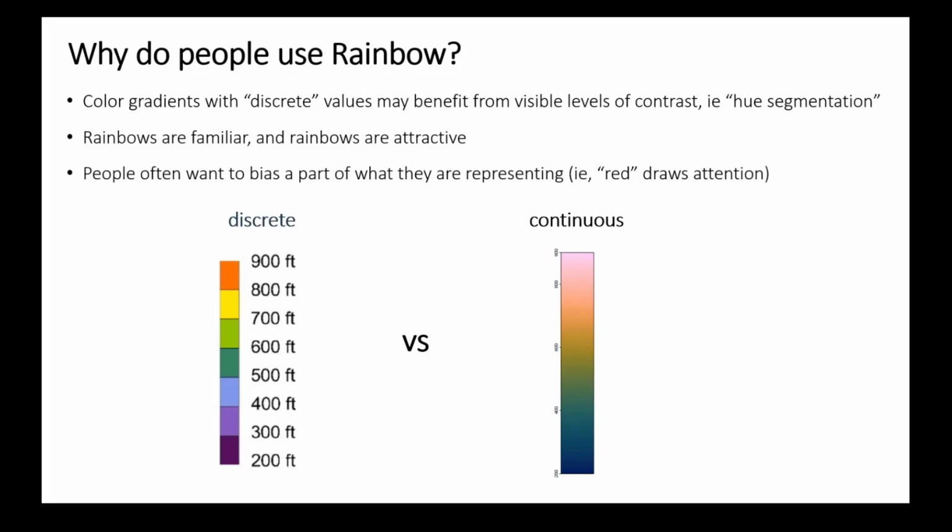Another reason why you might see people use rainbow color bars is that they may want to bias a part of what they're representing. There are certain colors on the rainbow color scheme that actually draw our attention very quickly. Red is a very well-known example. If you're looking at a red part of a structural map, your eye is going to be drawn to it fairly rapidly.